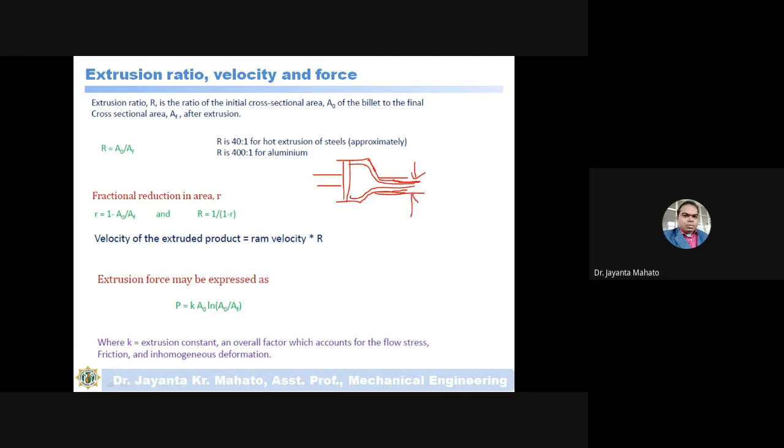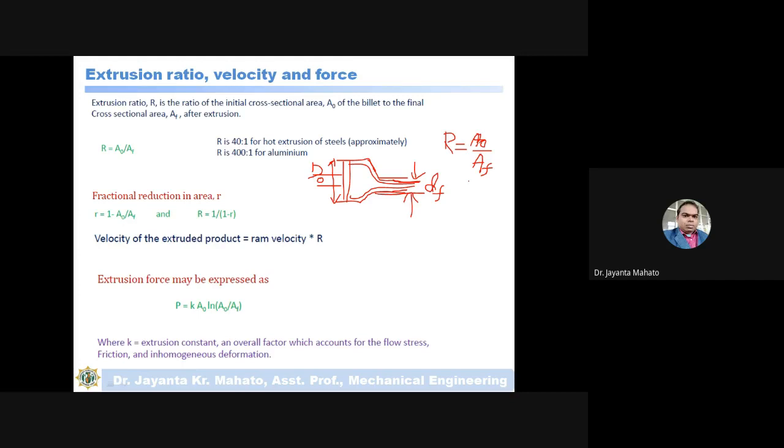After extrusion, the final diameter is df. Before, the initial diameter is, suppose, d naught. So the extrusion ratio R is nothing but the original area divided by the final area. Here A naught is constant, and Af is the final area.